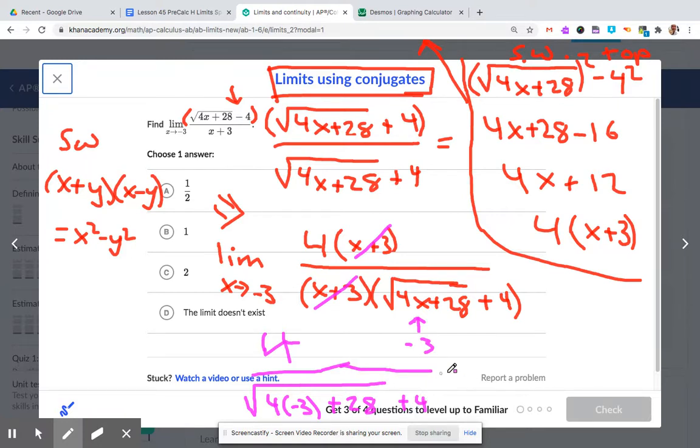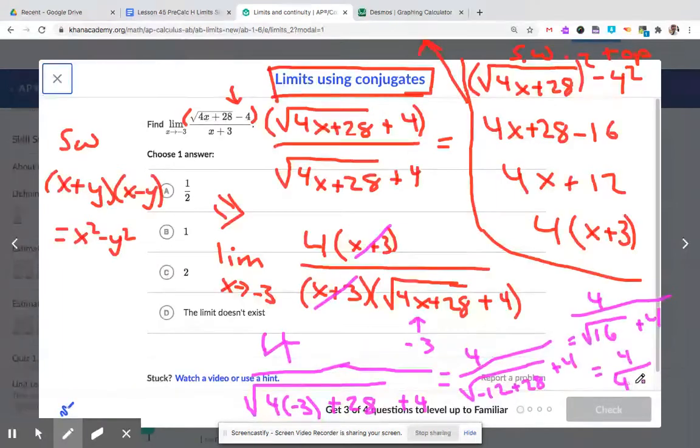Okay, and simplifying, I got 4 on the top. On the bottom, square root of negative 12 plus 28, plus 4. 4 on the top. And square root of negative 12 plus 28 is 16, plus 4. 4 over 4 plus 4. 4 over 8. Final answer, 1/2.